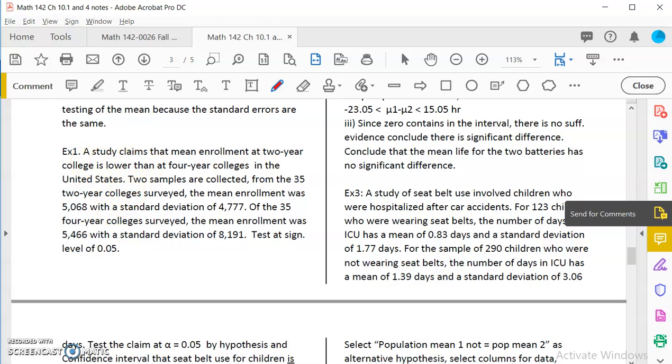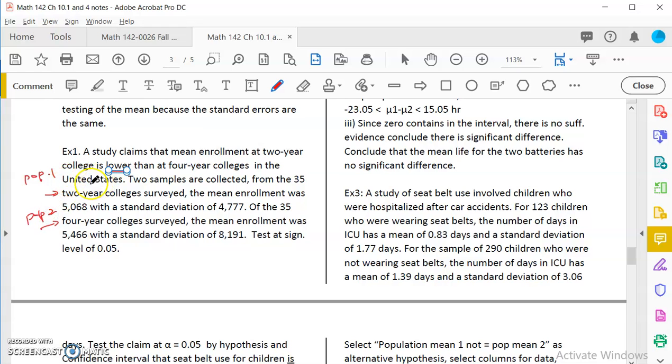This is a really basic one. They want to compare mean enrollment for 2-year colleges and mean enrollment for 4-year colleges. The claim says that the mean enrollment at 2-year colleges is lower. The first is lower. So you see there are two things they're comparing, and they collect two samples. You can see that they talk about 2-year colleges first, so there is reason to define this as population 1, and this as population 2.